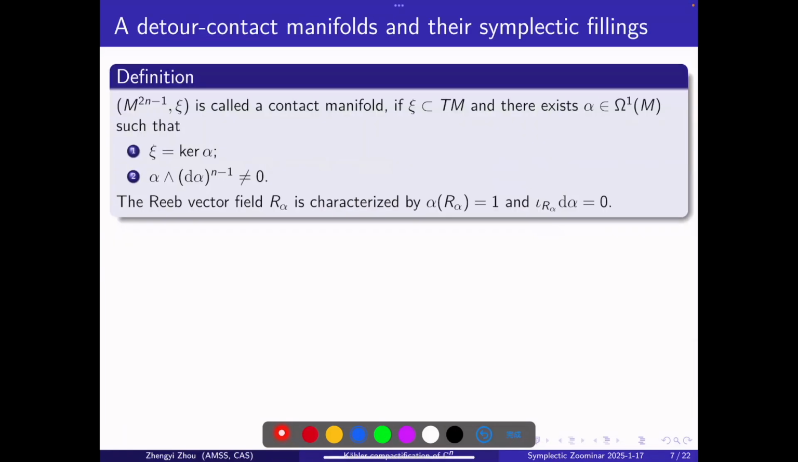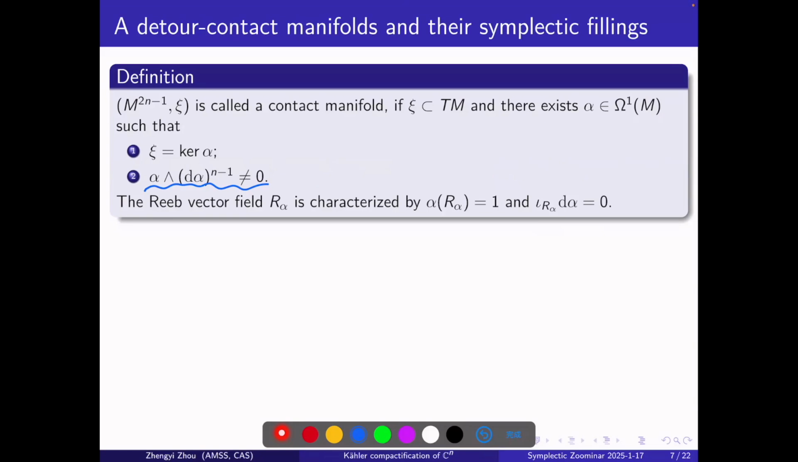Okay, and since we talk about Sasaki manifolds, it's actually a special case of a contact manifold. So let me quickly recall the definition of a contact manifold, which is just an odd-dimensional manifold with a hyperplane distribution, and this hyperplane distribution is the kernel of a one form, and this one form satisfies this condition.